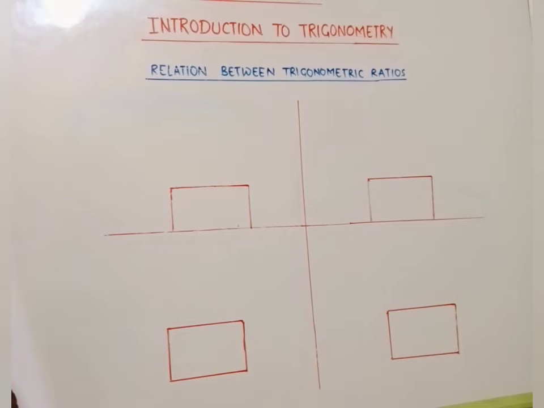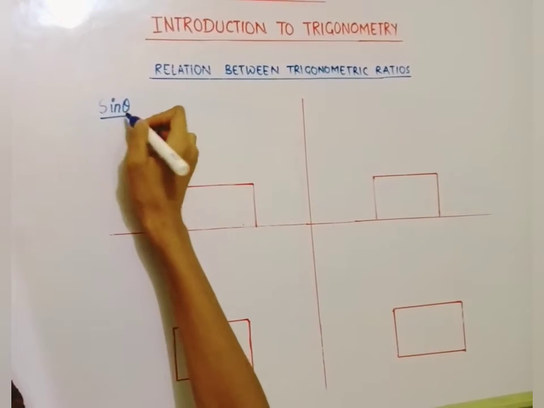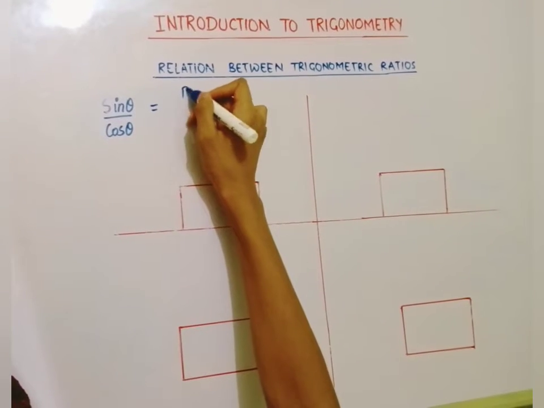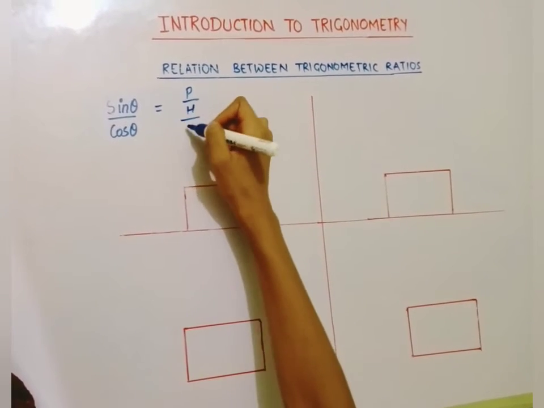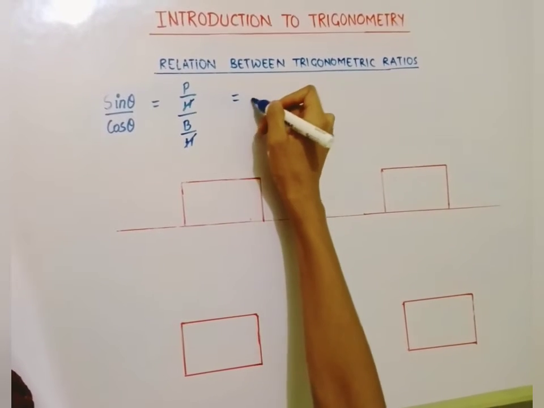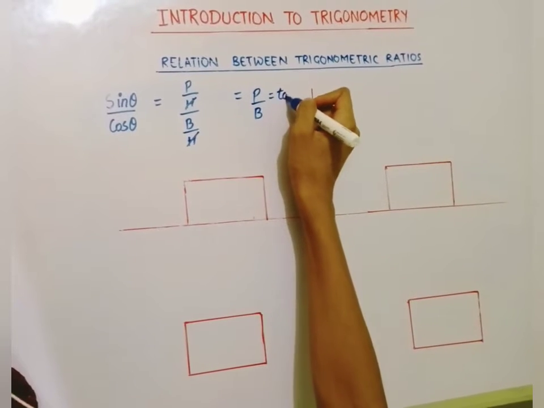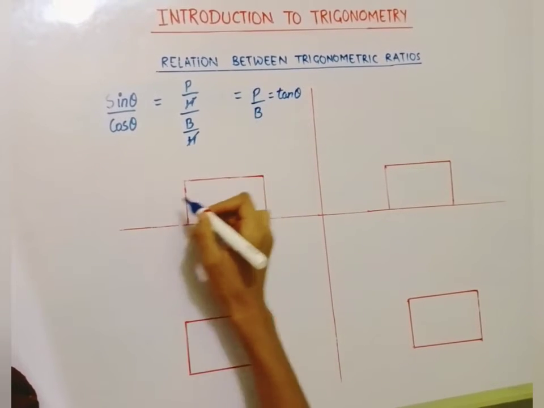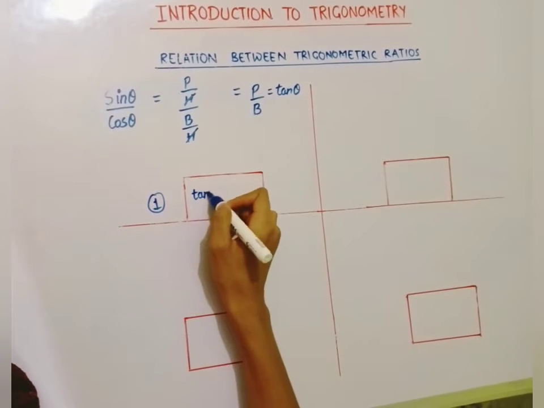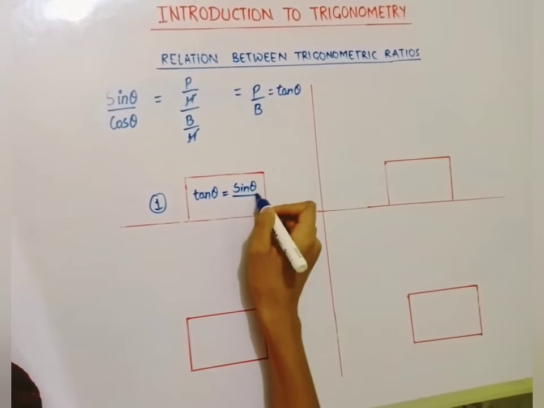Relation between trigonometric ratios. Let us divide sin theta by cos theta. As we know that sin theta is P upon H and cos theta is B upon H, so H is cancelled out and we get P upon B, which is our tan theta. So we get our first relation: tan theta is equal to sin theta upon cos theta.